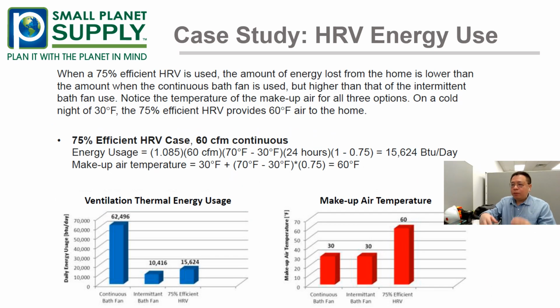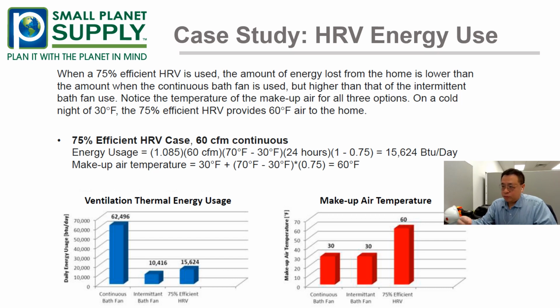But if we apply the HRV, and the HRV only has 75% efficiency, we only concentrate on how much heat is lost from the home system. That is the energy we need to compensate for the heat loss in the room. As a result, we only need 15,000 BTU per day, and the makeup air can come up to 60 degrees Fahrenheit.